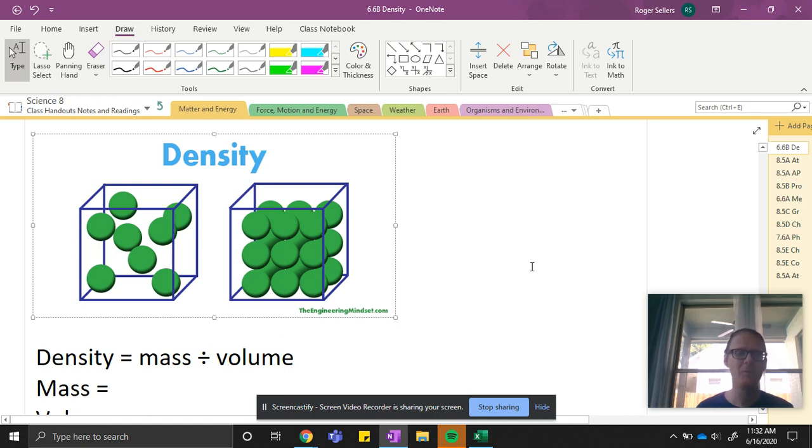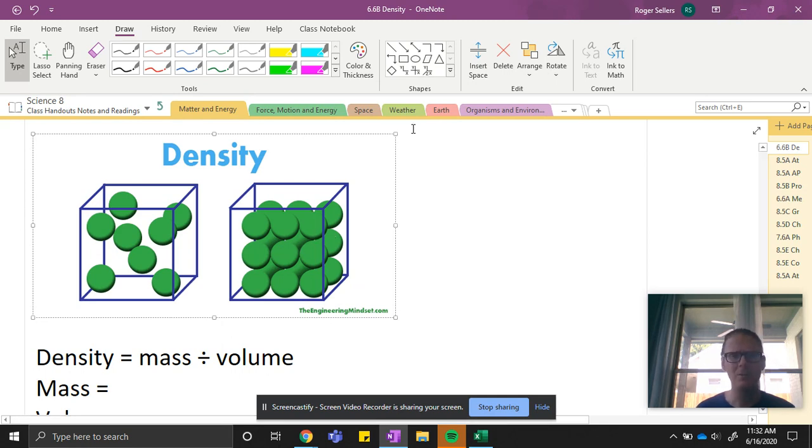Hey everybody, today we're going to be learning a little bit about density. And just to review, density is describing how much matter is packed into a certain amount of volume. So for example, these cubes have the exact same volume, but you will notice that in this cube the atoms and the particles are all really spread apart, whereas on the other hand, these are really packed together. So we would say this cube is less dense than this cube. So that's all density really means.